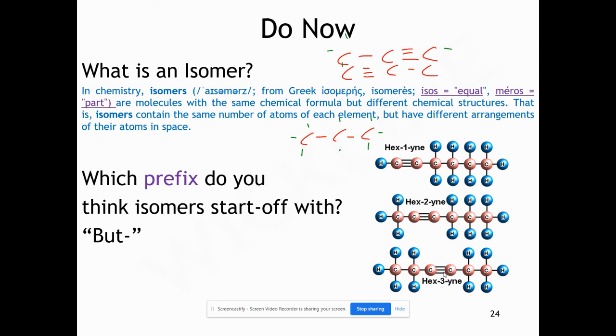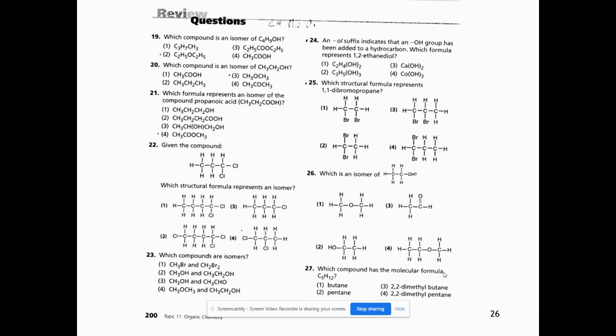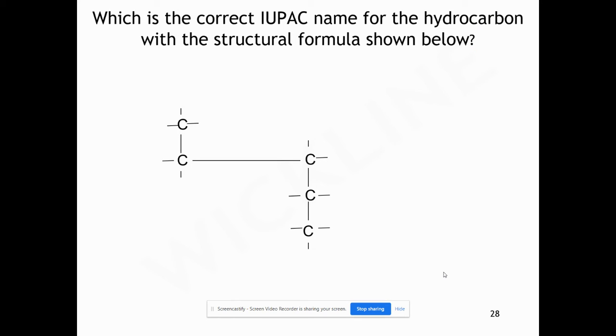Which prefix did you use? I don't know why we have this. Isomers start off with, it should have been a hex. I might have had an example on the board if we were in the regular classroom. Okay. We're not going to do review questions 1 through 33, but I guess you're doing that for homework. So we're going to skip all this.